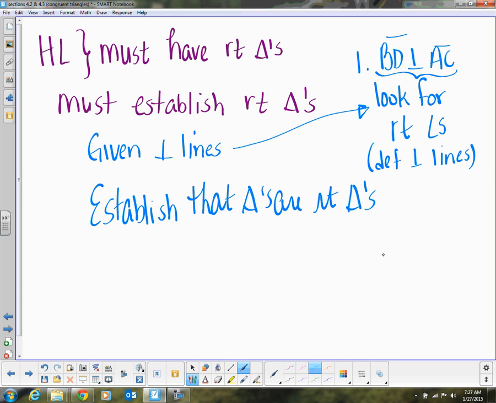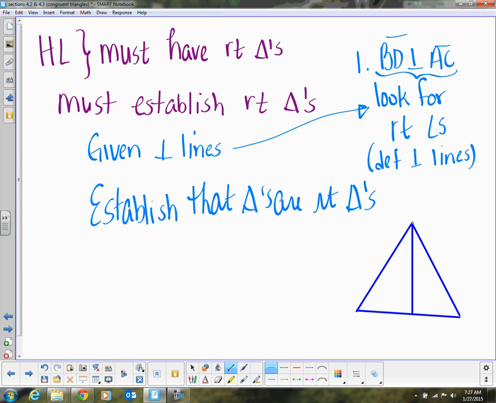So if we look at question number 1, this is from last night's homework. This was our picture. And we've got AB, DC. All right. If we're told that BD is perpendicular to AC, where are the right angles?